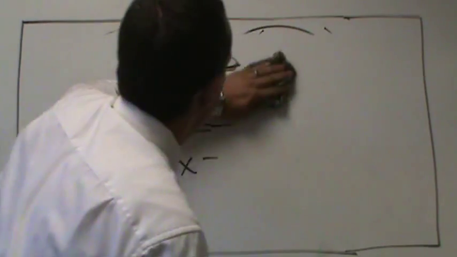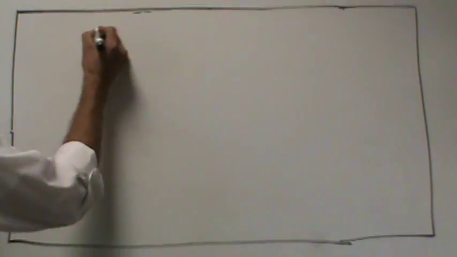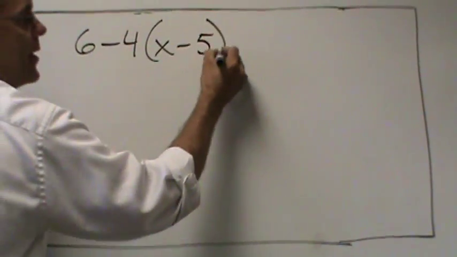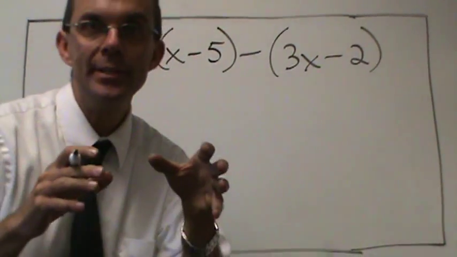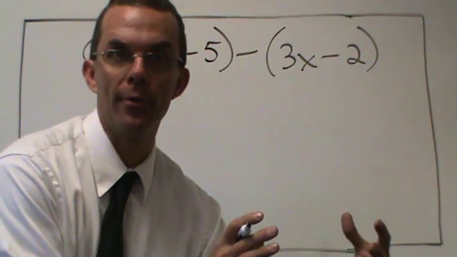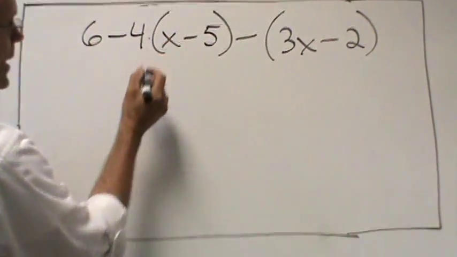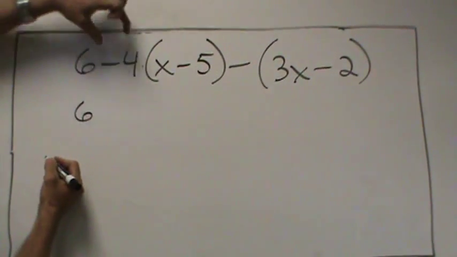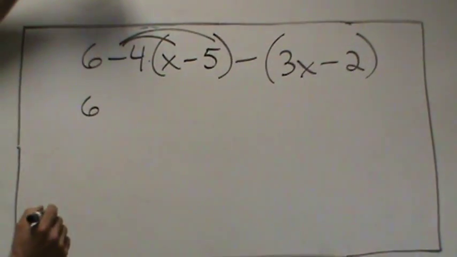Let's do one other quick example, maybe one little change to it. What if I have a number out in front? So what if I have something like this? Well, again, the key is you're only distributing what's right next to the parenthesis. So this is 6 minus 4 times the quantity. So what I'm distributing is not the 6, I just pull that down, but what I'm distributing is the -4. So that's what I want to distribute.